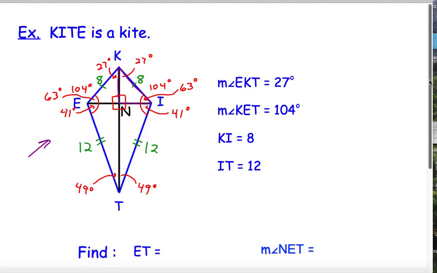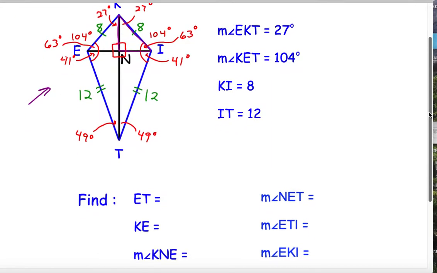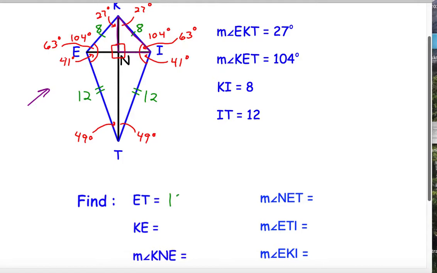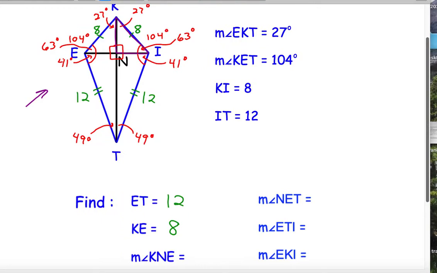Okay, so now we can go ahead and answer these questions. Find the length of E to T. We figured that out. That's 12. Find K to E. That's 8. Find the measure of K to N to E. K to N to E. That's our 90 degree angle. The measure of angle NET. NET was 41.